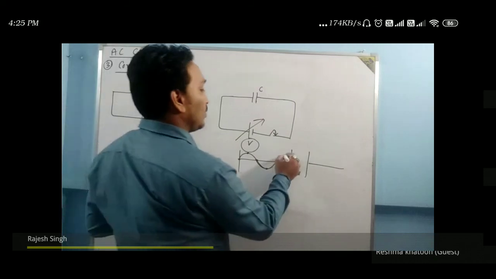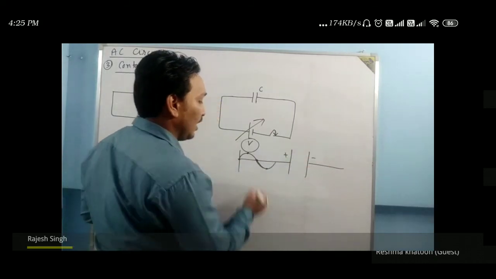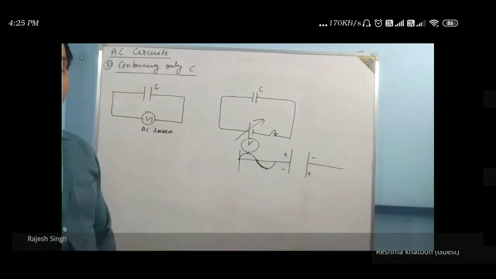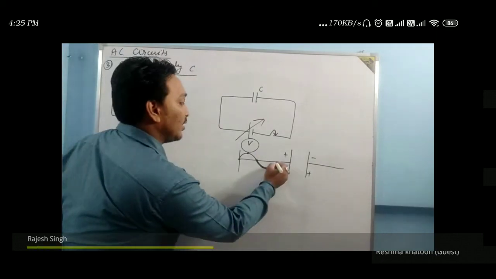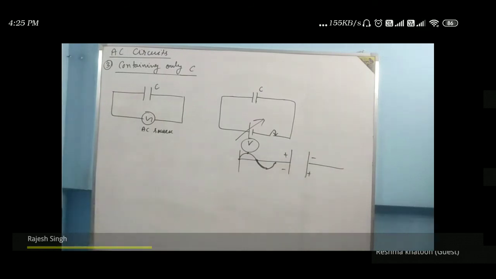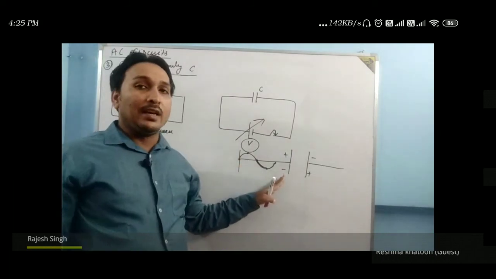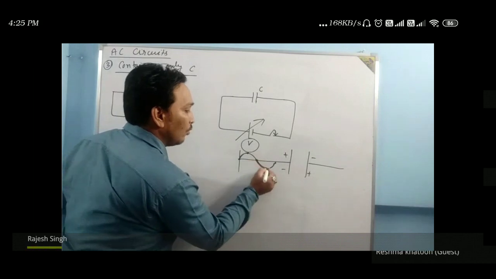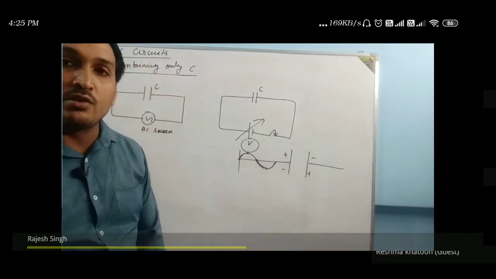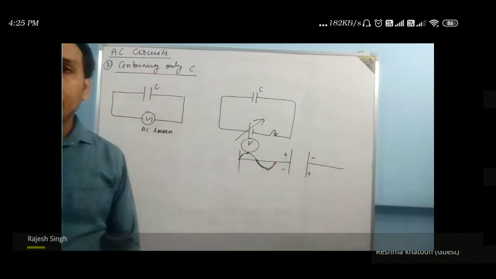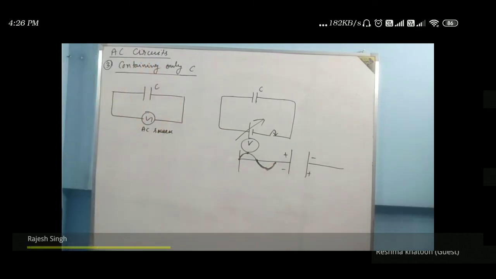Initially, if this plate was positive and this plate negative, then for this one, this plate is negative and this plate is positive. And again from here till here, the capacitor discharges and the charge on the capacitor becomes 0. Got that? In one complete cycle of AC, the capacitor gets charged 2 times, 1, 2, and it gets discharged also 2 times, 1, 2. Have you got that? Raise your hand if you got it.